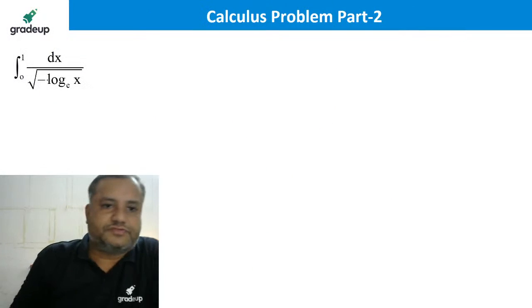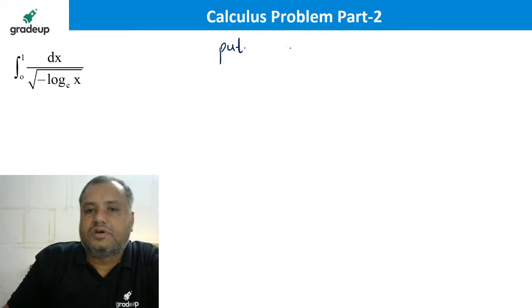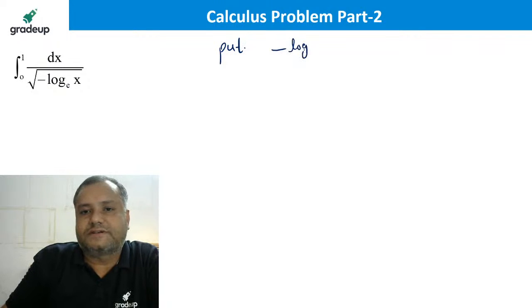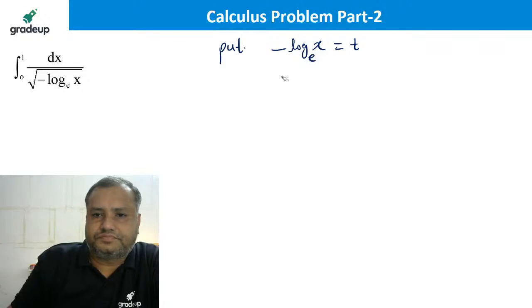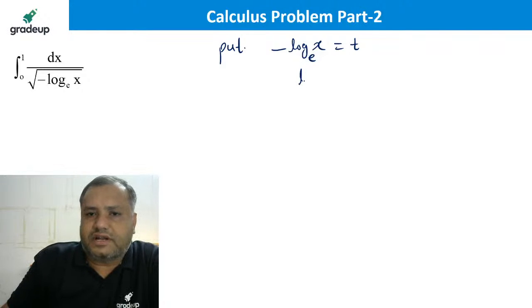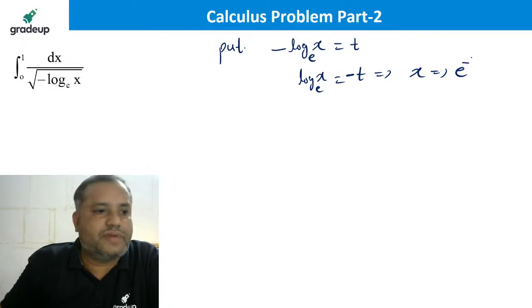So integration of this function, integration 0 to 1 dx upon under root of minus log x. So how to simplify this? You have to substitute minus log x equal to some variable t. Then you can say that log x will be minus t, so x will be e raised to minus t.